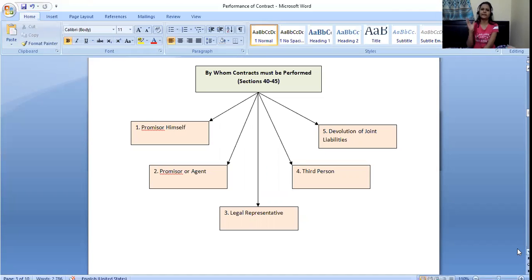Devolution of joint liabilities: if there are two or more parties on the other side, all of them would be liable. If any one of them dies, their legal representatives would be liable. If all of them die, their legal representatives would be liable.